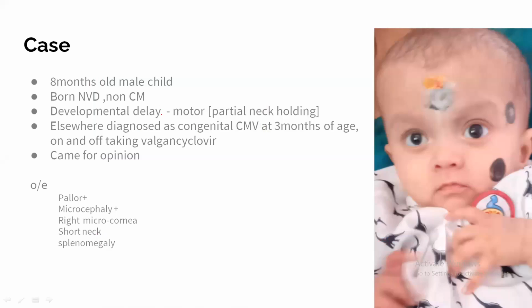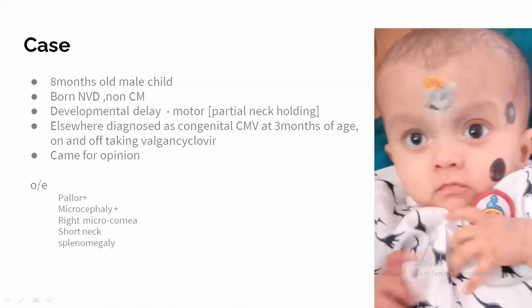And this is probably the last case, an 8-month-old child, born by normal vaginal delivery, non-consanguineous, developmental delay was there. He came to me around 8 months of age with partial neck holding. Elsewhere, he was diagnosed as congenital CMV at 3 months of age, and he was kept on valganciclovir for almost 3 months duration. But he has not shown any improvement. He just came for a second opinion.